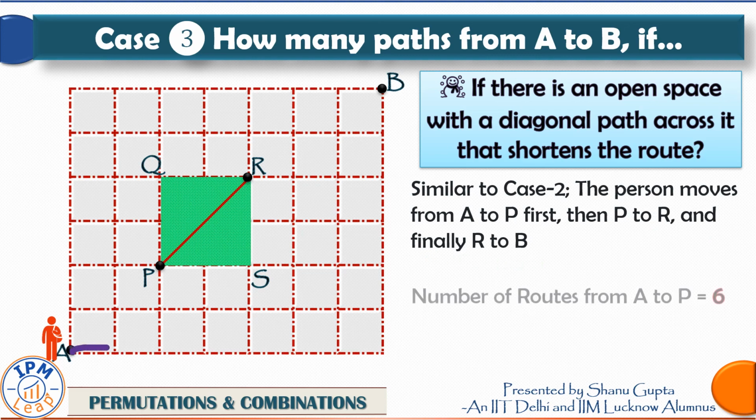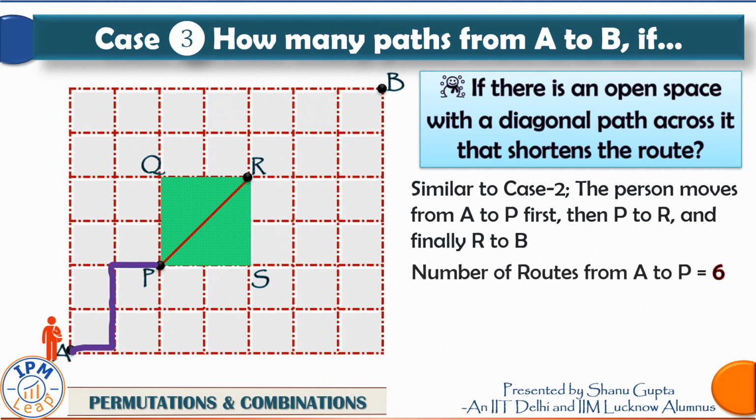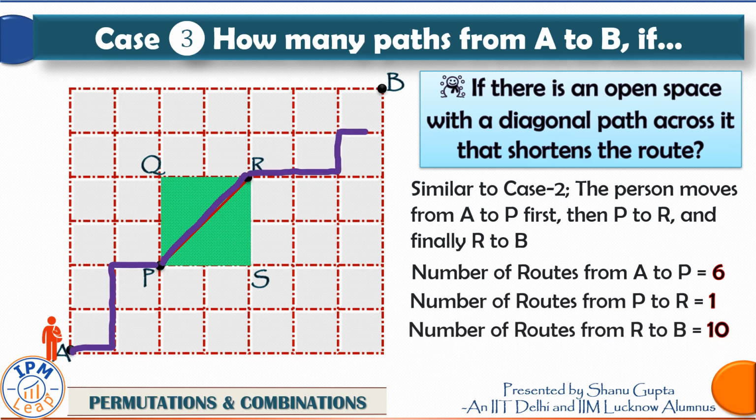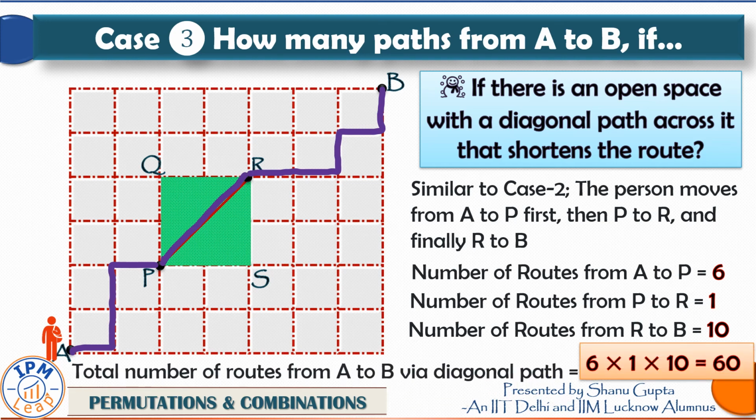Number of routes from A to P are equal to 6. Number of routes from P to R is equal to 1, only the diagonal one. Number of routes from R to B are equal to 10. Therefore, total number of routes using the fundamental rule of counting will be 6 into 1 into 10, that is 60.